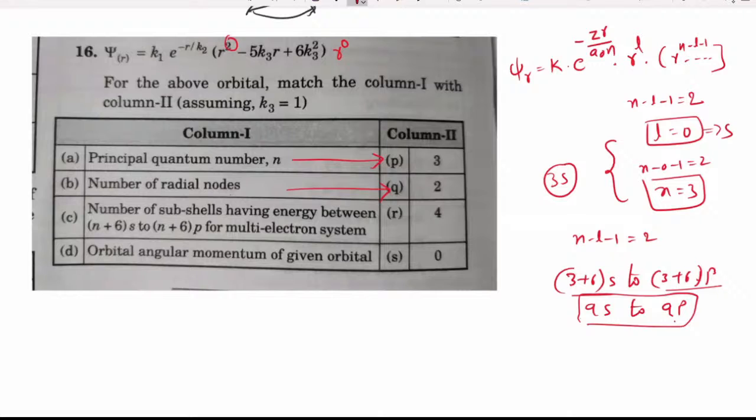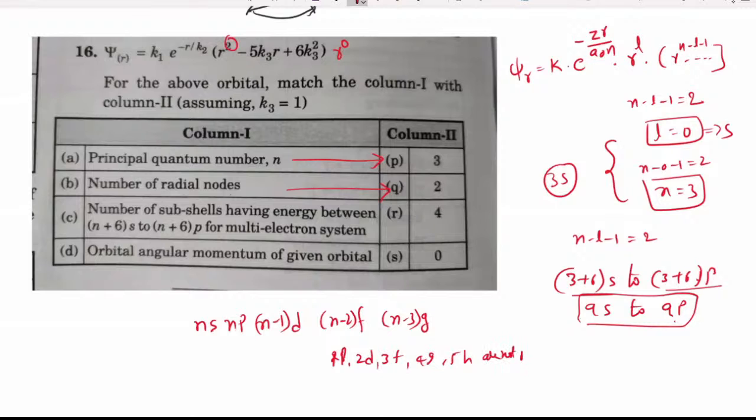how is the general electron configuration? Ns, (n minus 1)d, otherwise ns, np, (n minus 1)d, (n minus 2)f, (n minus 3)g. Please remember that. 1p, 2d, 3f, 4g and 5h are not possible. Please remember these points.